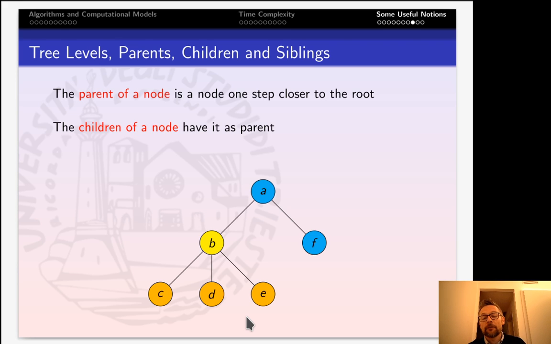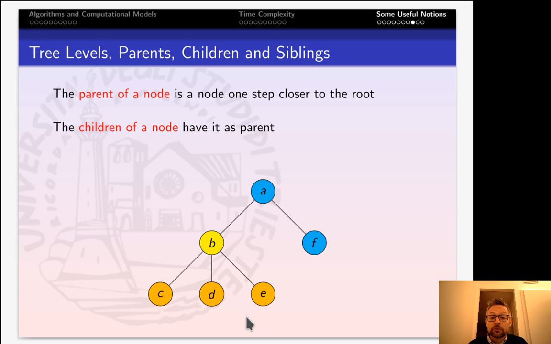Please notice that these notions of parent, children, and so on can only be given because we have defined the root of the graph. Okay, and if the graph is seen from the theoretical point of view, as we saw, we don't have any hierarchy, and so parents and children have no sense. Okay.